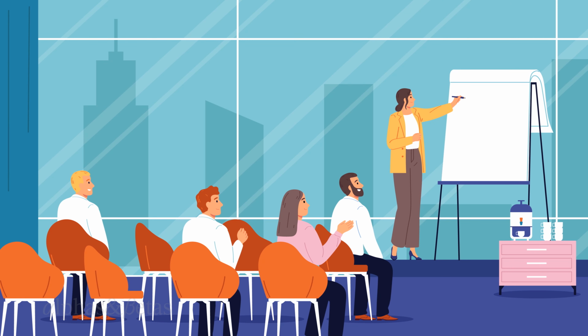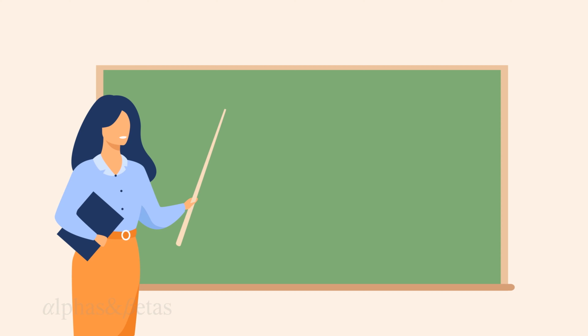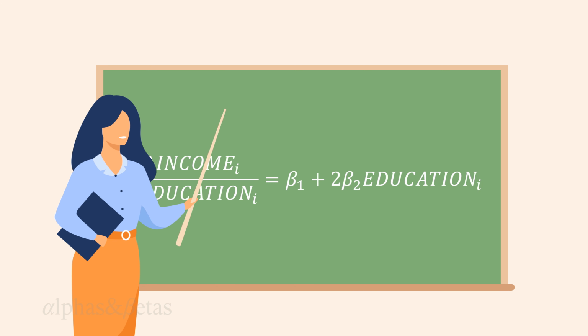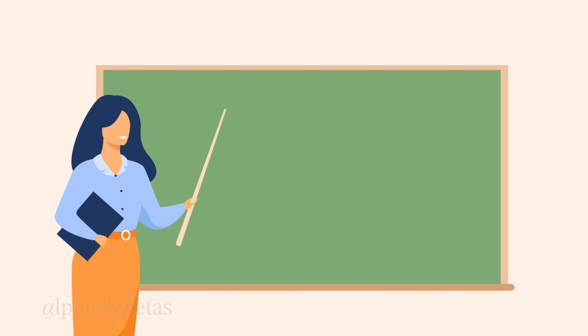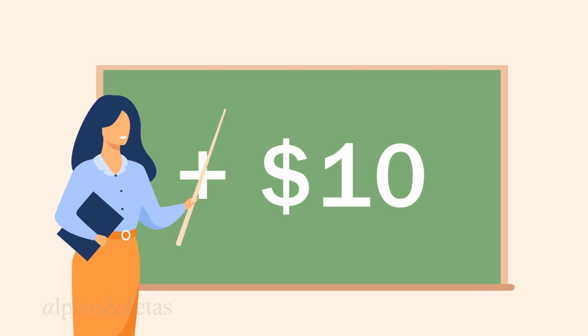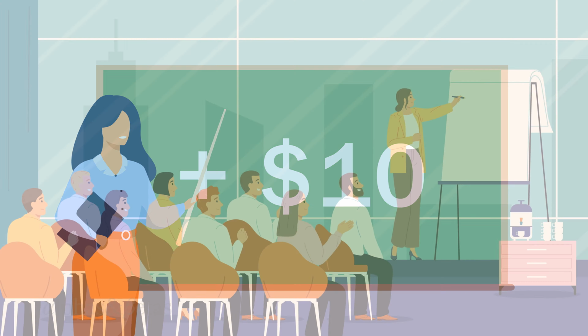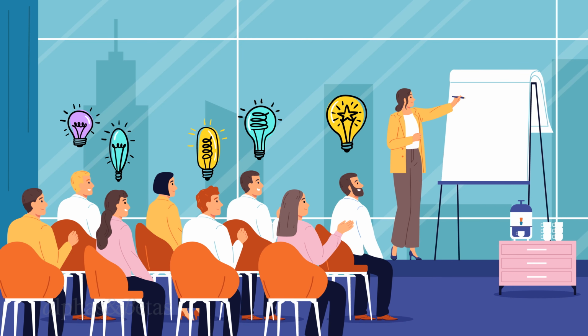Suppose you're presenting your research to the government. You could explain that income increases by an amount equal to beta 1 plus 2 multiplied by beta 2 multiplied by the number of years of education. Alternatively, you could state that on average, income increases by $10 per additional year of education. This makes the findings more accessible and easier to understand.